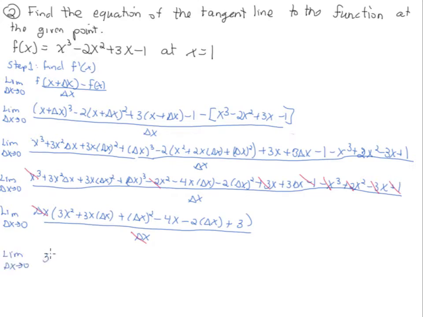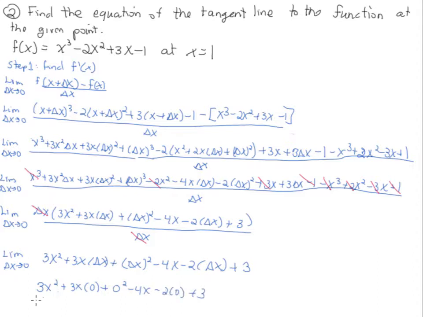Therefore, our simplified limit as delta x goes to 0 is 3x squared plus 3x times delta x plus delta x squared minus 4x minus 2 times delta x plus 3. And now I can do direct substitution, replacing every delta x with 0. Simplifying the equation down, I get my derivative of y with respect to x is 3x squared minus 4x plus 3.